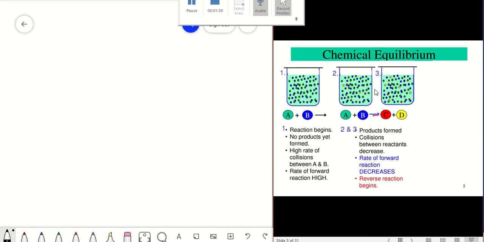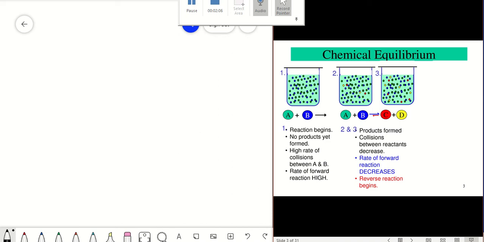As the time progresses, more and more A and B are going to react to produce C and D. So now my reaction vessel will have C and D as well, right? As the products are being formed, these products are going to collide with each other as well. And as they collide, if they have enough energy and if they are colliding in the correct orientation, they will be converted back into reactants. And this reaction that is going in the backwards direction or the reverse direction is called the reverse reaction.